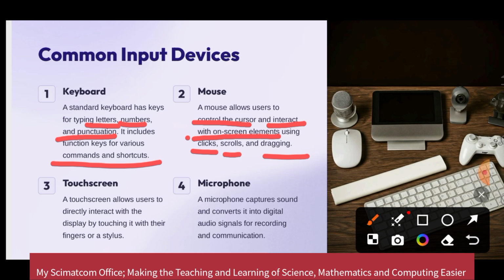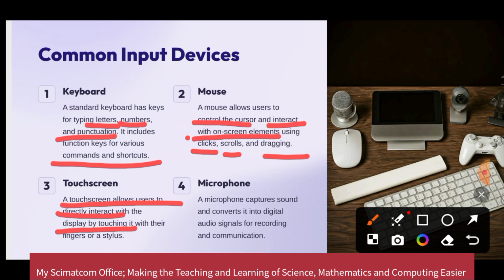The third example is the touch screen. The touch screen is also an input device, and this input device allows users to directly interact with the display by touching it with their fingers or stylus. So the touch screen helps users to directly interact with the displays by touching it. Just as you have your smartphone, there is a touch screen, and that touch screen allows you to interact with the interface of your phone by just touching it.